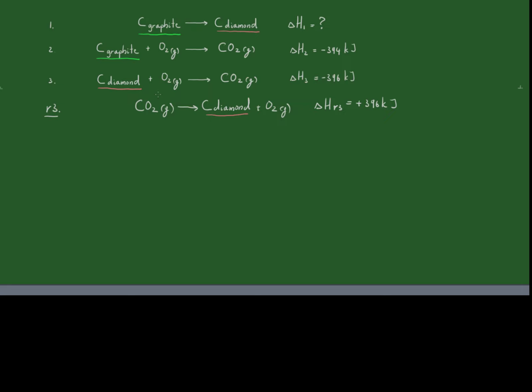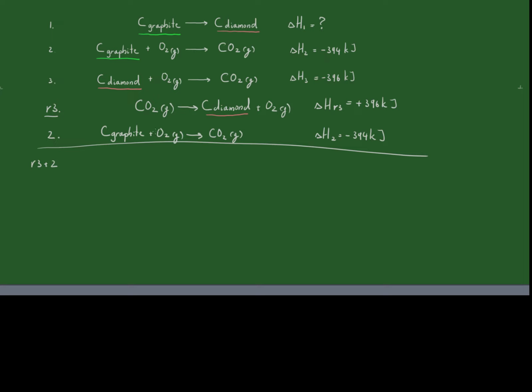So now we can add reaction 2 and reaction 3. And for clarity's sake, I will rewrite reaction 2. So C graphite plus oxygen gas will give carbon dioxide gas. And the enthalpy change for that one remains unchanged because I have simply rewritten the reaction equation as is. So it's minus 394 kilojoules. And now we are going to add R3 plus 2.